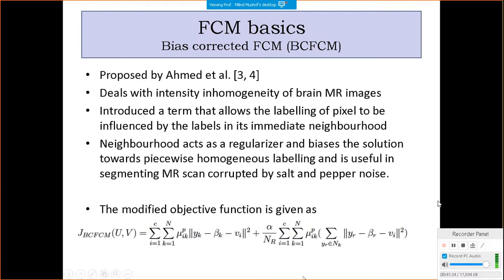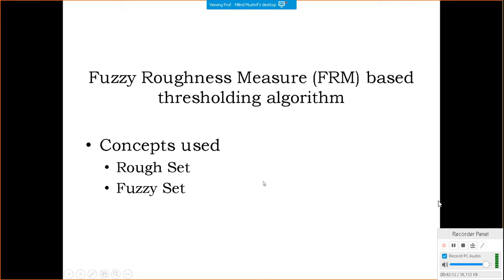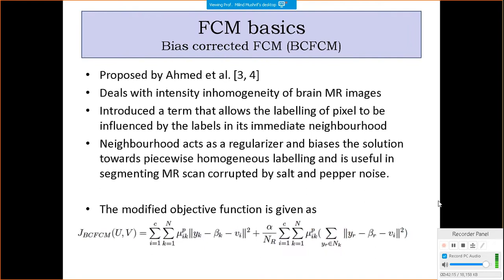You can see that in the objective function there is one more term added, which takes care of the intensity inhomogeneity. Basically this NR is the number of pixels in the neighborhood, and the neighborhood is denoted by NK. So this is a modified objective function, and this takes care of the intensity inhomogeneity. There are many other variants available. I have just shown here one variant of the HCM algorithm, which is known as bias corrected HCM, BCHCM.